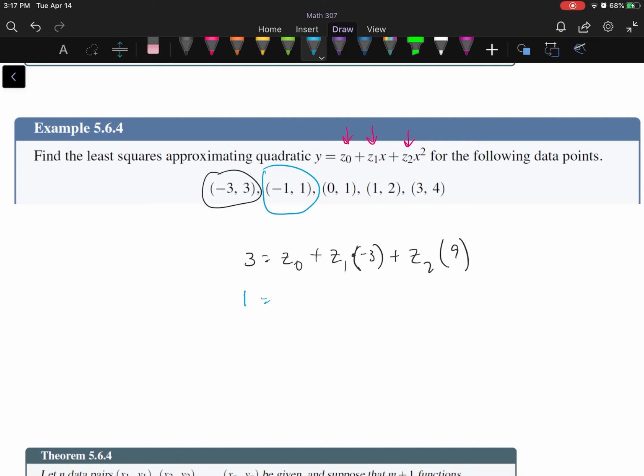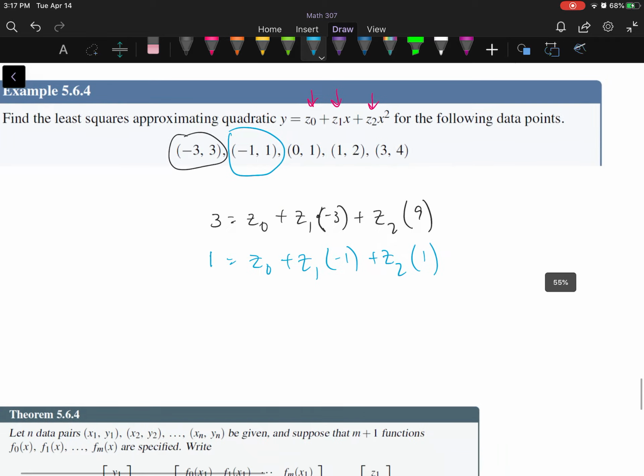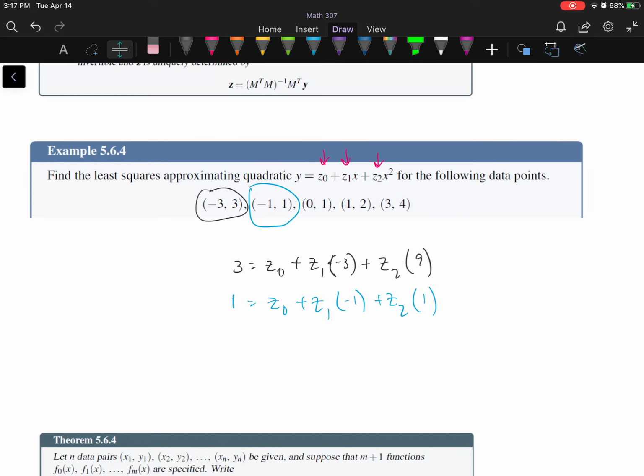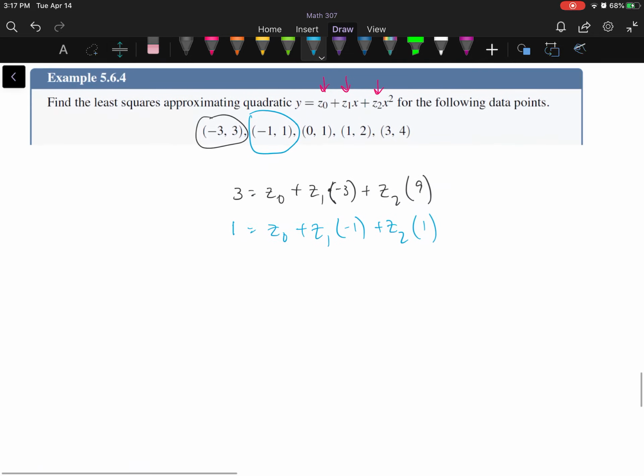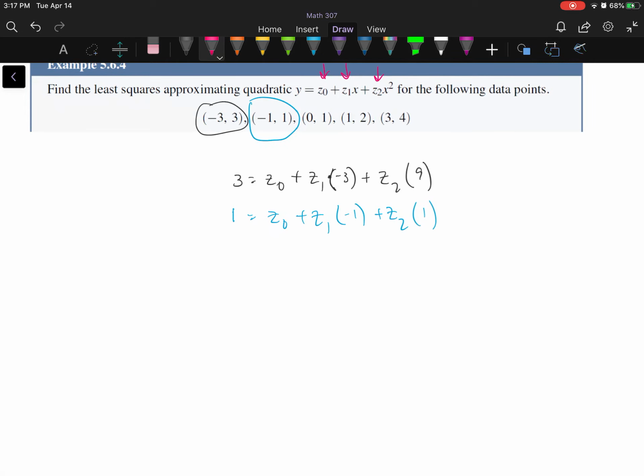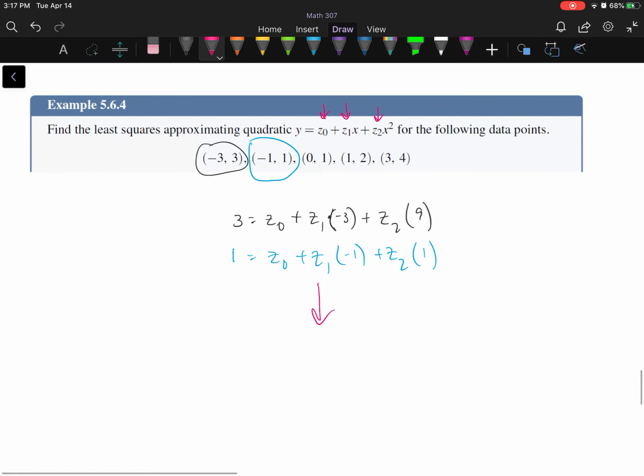We have our y value. Z0 stays there. Z1's there. The x value is -1, and the x value squared is 1. And so we end up coming up with 5 of these equations. We end up getting a matrix equation that has all of these in it.